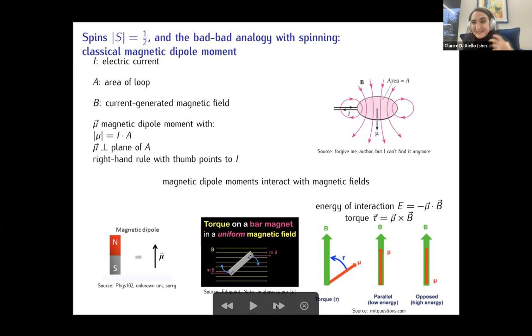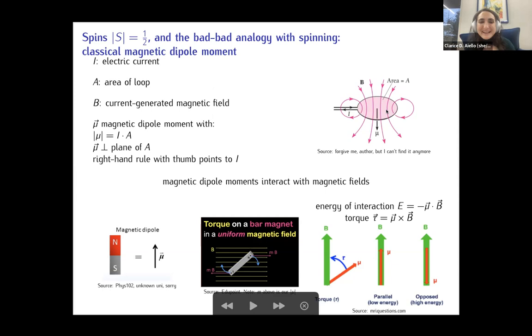In the end, I'm going to really say this is a bad analogy, but so that you know, there's actually nothing that is spinning. So, let's go back to classical physics, maybe the physics that you learned in high school. So for example, if you have a loop of a wire that is carrying a current, as you see here to the right, let I be the electric current, the area of this loop of current be A. You might remember that there's a magnetic field generated by this loop of current.